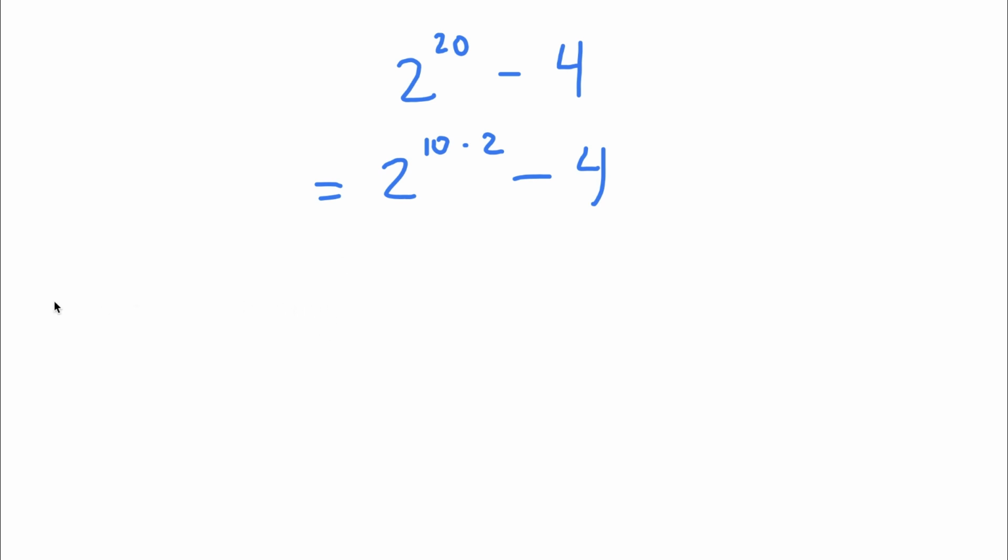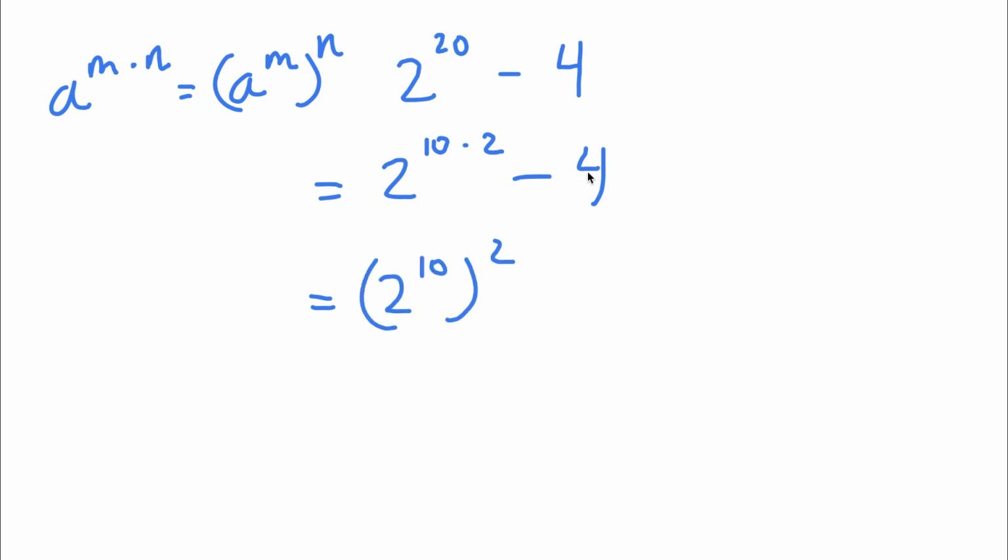Now, if I have something in the form a to the power of m times n, this is the same thing as (a to the power of m) to the power of n. So 2 to the power of 10 times 2 is going to equal (2 to the power of 10) to the power of 2. Now I have this minus 4. Now 2 to the power of 10 is going to be 1024. So now I have 1024 to the power of 2 minus 4.